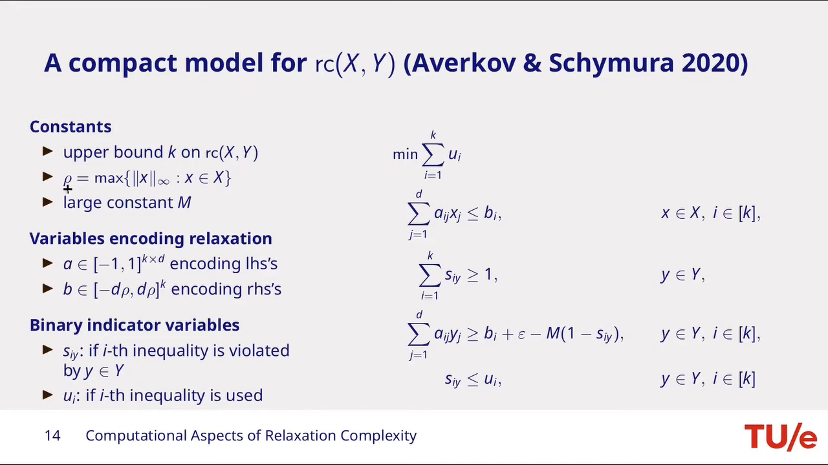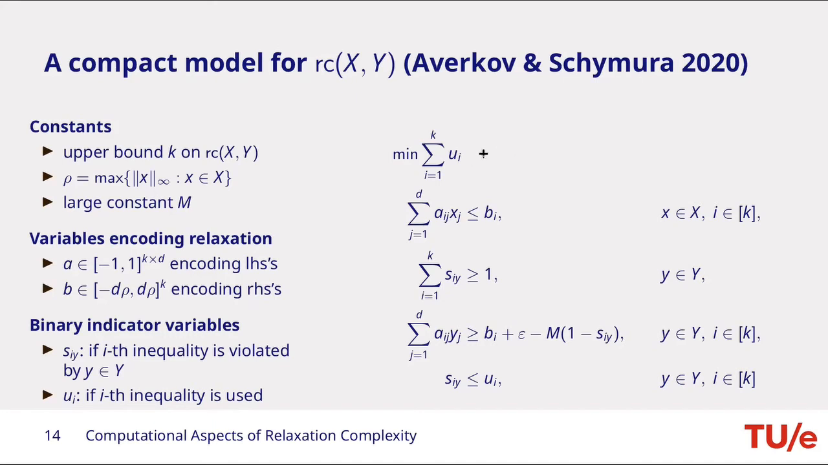Rho denotes in the following model the maximum absolute entry of a feasible point. And then we also need a sufficiently large constant M. Then we have two sets of variables encoding the inequalities in our relaxations, a for the left-hand sides, b for the right-hand sides. By scaling, we can assume that the a's are contained in [-1, 1]. And then, because the set X is bounded, we also have explicit bounds on the right-hand sides of our inequalities. Then we also need some indicator variables, s_iy, indicating whether the ith inequality in our formulation is violated by the infeasible point y, and u_i indicates whether we want to use the ith inequality.